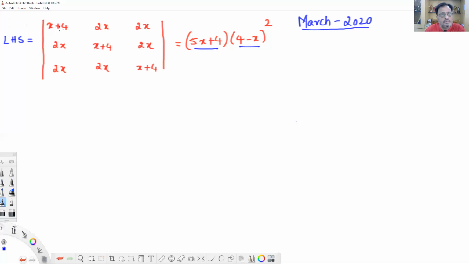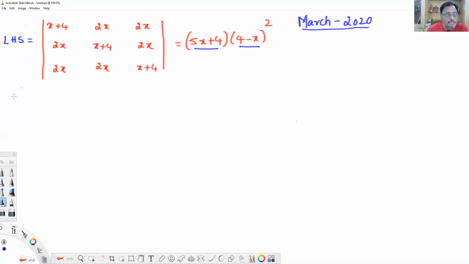In C1, C2, C3 there is one x plus 4 and two times 2x. Here also one x plus 4 and two times 2x, and here also one x plus 4 and two times 2x. That means if you observe rows and columns, you definitely get one common factor. Row wise x plus 4 and two 2x, column wise also; only the arrangement is in different positions.